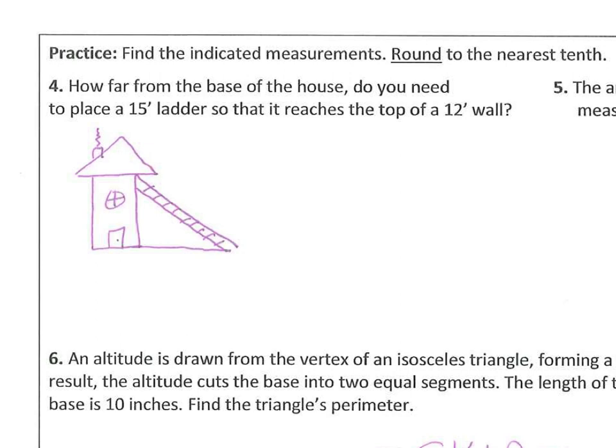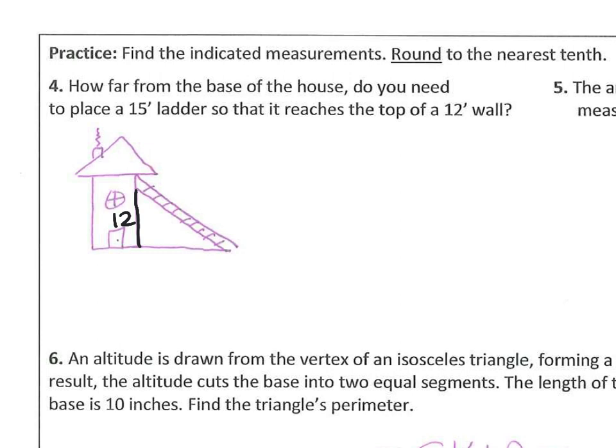Please don't make fun of my house or ladder. It's pretty. How far from the base of the house do you need to place a 15-foot ladder so that it reaches the top of a 12-foot wall? Okay, this is the situation I have. I'm leaning a ladder against my wall. How tall is this wall? 12. So take a number 12 and I want you to label that side length as 12, which means yes, you're kind of writing over the house a little bit. That means that the height of this itty bitty triangle that I made in here is 12.